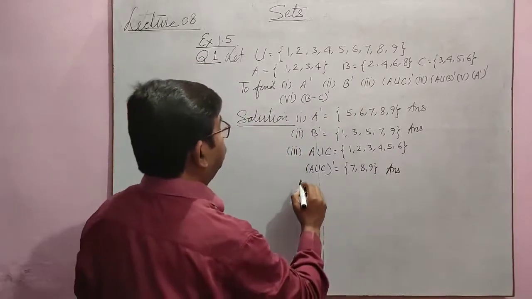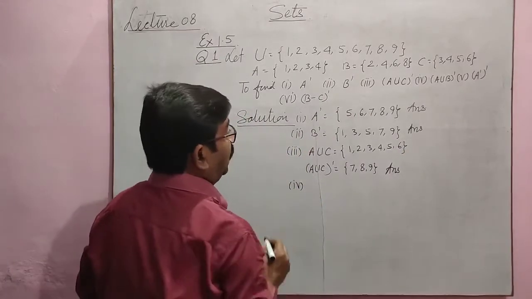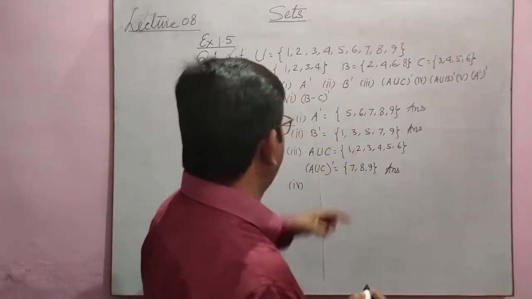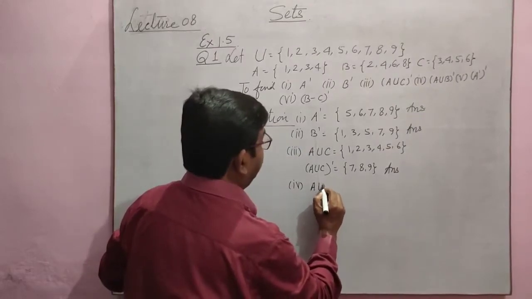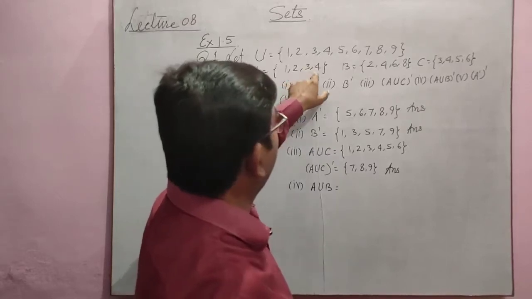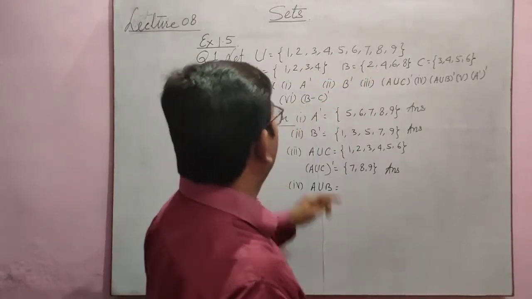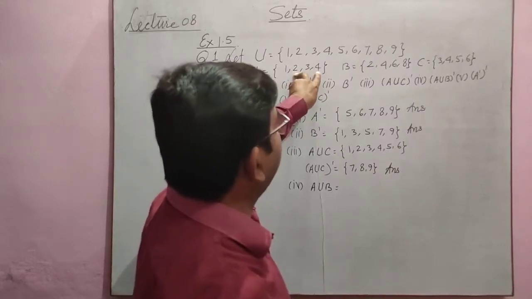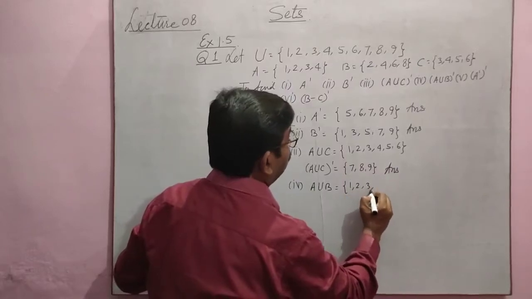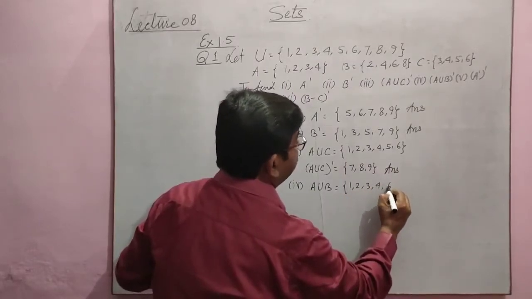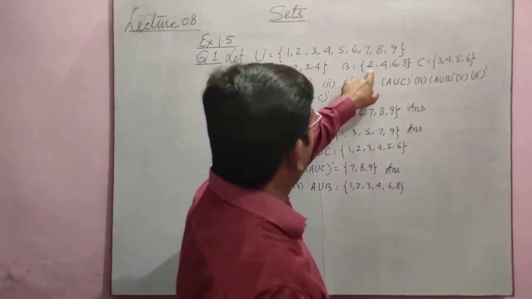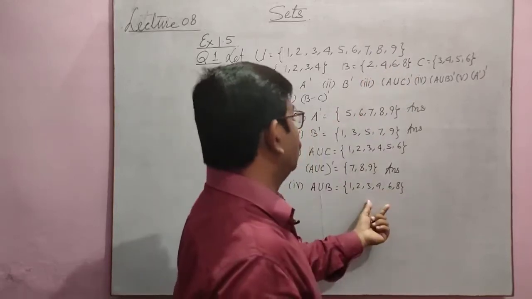Now the fourth part, we have to find the complement of A union B. So first we will find A union B. What are in A and B? A is 1, 2, 3, 4, and B is 2, 4, 6, 8. So 2 and 4 are common in both. Combine all this. So what we have is 1, 2, 3, 4, 6, 8. 1, 2, 3, 4 are here, and 2, 4 is not repeated. 6, 8 are new numbers.